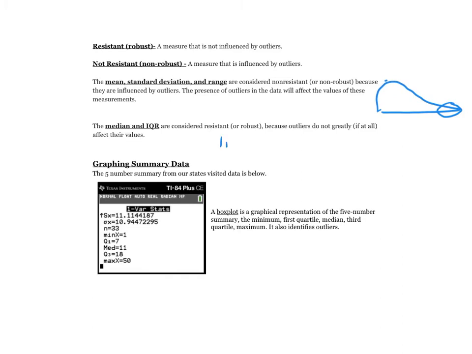A quick example of this would be these two sets of data, the numbers 1 through 5 and the numbers 1 through 4 and then 50. 50 is an outlier in this case. If I found the mean of both of these, the 50 would greatly affect the mean in the second set, and there is no outlier in the first set, so it would not affect the mean. The range in the first set would be 4, and the range in the second set would be 49, greatly affected by that outlier.